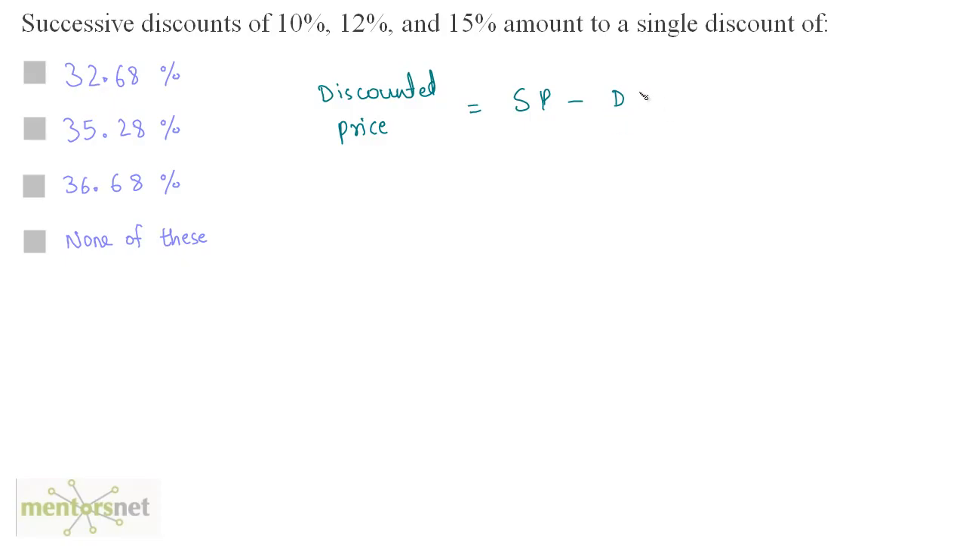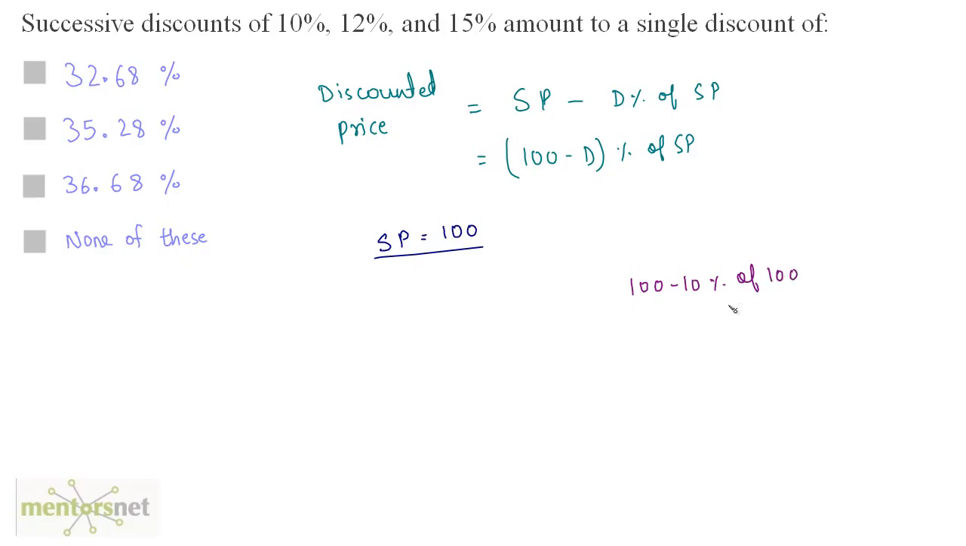So minus D% of selling price. And this is basically 100 minus D percent of the selling price. So with this, let us solve this question. We have successive discounts of 10%, 12%, and 15%. Let us assume that the selling price is equal to 100 rupees, right? Then we first have a discount of 10%, which means the discounted price will be 100 minus D% of the selling price. So 100 minus 10% of the selling price, which is 100. So I can basically write this as 90% of selling price.